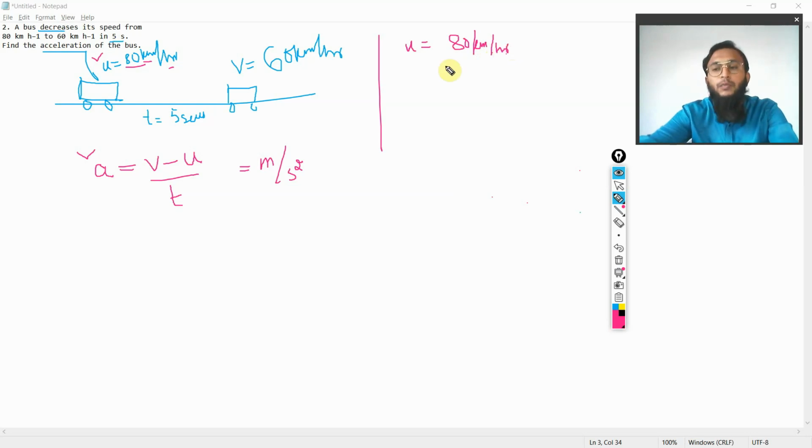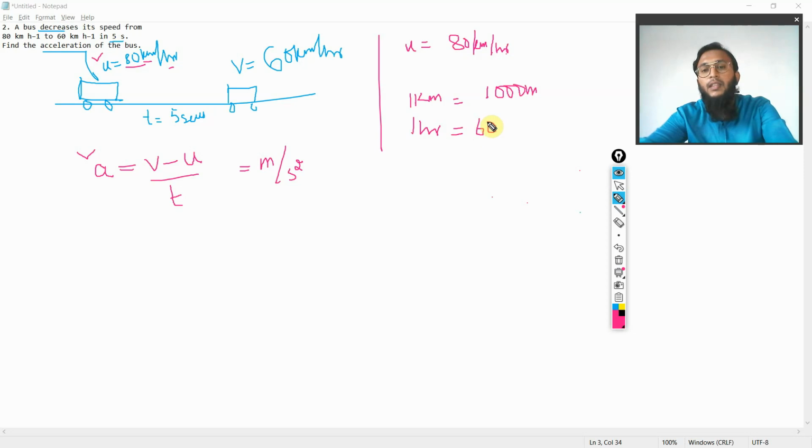So before going for the conversion, we must learn how to convert kilometer per hour units into meter per second, in a very simple form. Let's try to learn. 1 kilometer has 1000 meters in it, and 1 hour is 60 minutes. If you multiply by 60 again, you will get seconds, because each minute has 60 seconds. So in 1 hour you have 3600 seconds.